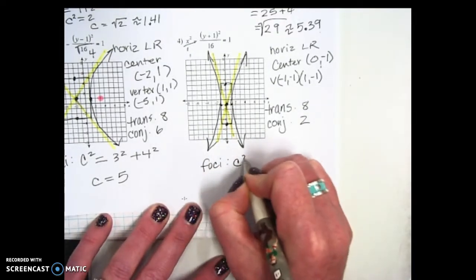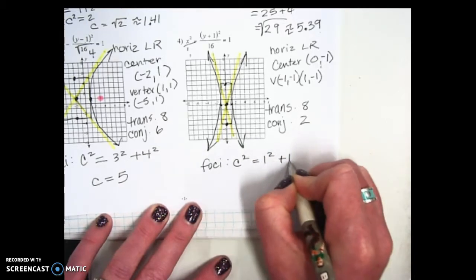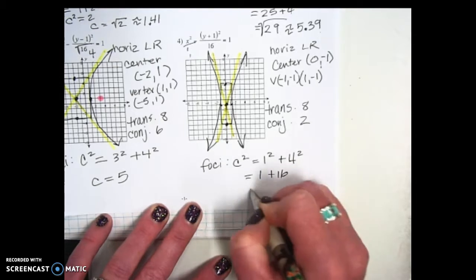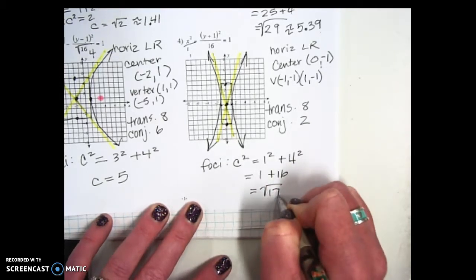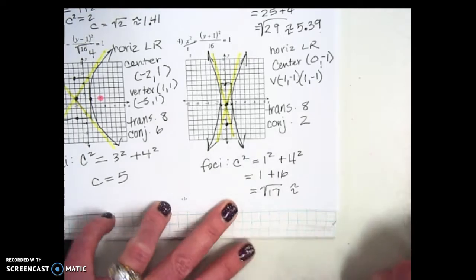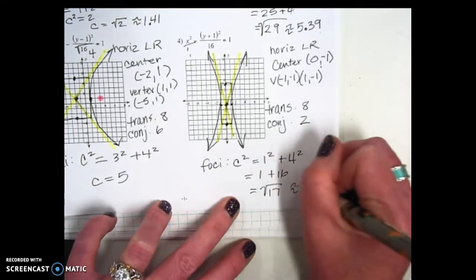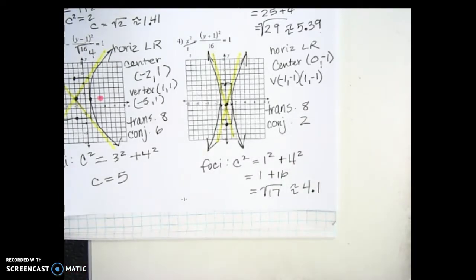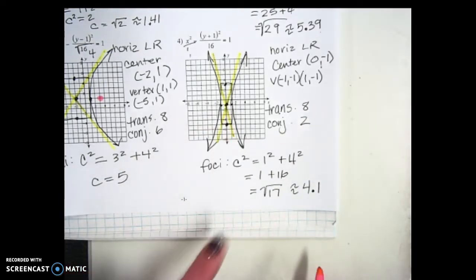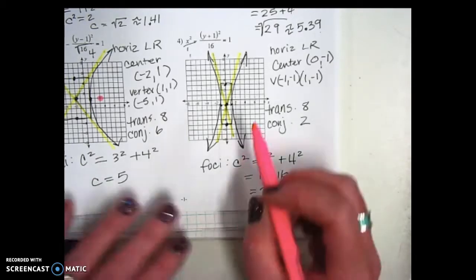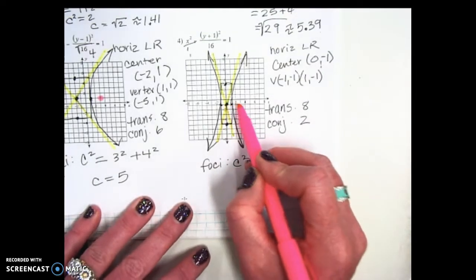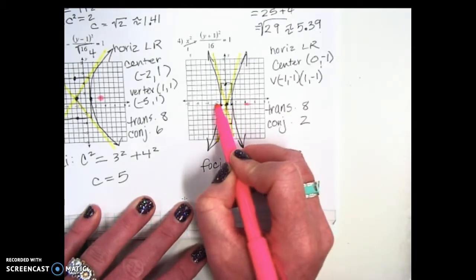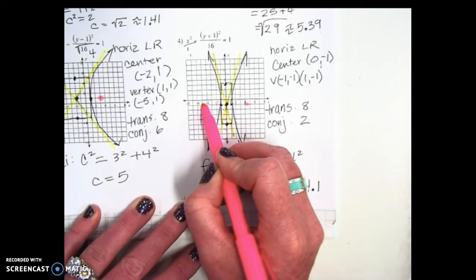So we've got c squared equals 1 squared plus 4 squared. So 1 plus 16, square root of 17. Just a little over 4, right? Because 16 is a perfect square, so I got like 4.1-ish. So from the center, we're going to count just a little over 4 each way. So 1, 2, 3, 4. 1, 2, 3, 4. So roughly right there.